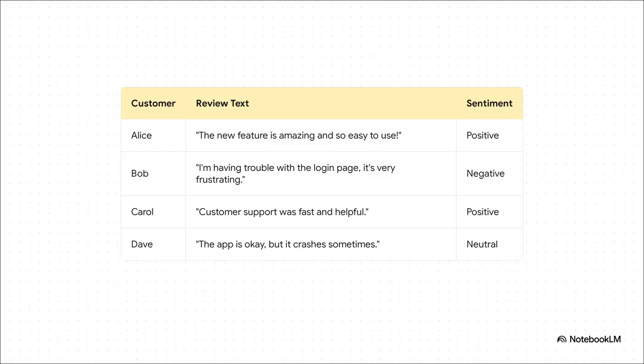And here it is, the big reveal, the after picture. It's the exact same table, but now it's been supercharged with this new sentiment column. Instantly, you see Alice and Carol are happy, Bob is having a bad time, and Dave is kinda so-so. You've just transformed that messy wall of text into clean, structured, actionable data. You can now sort, filter, and actually measure customer happiness in a second. That's the power we're talking about.